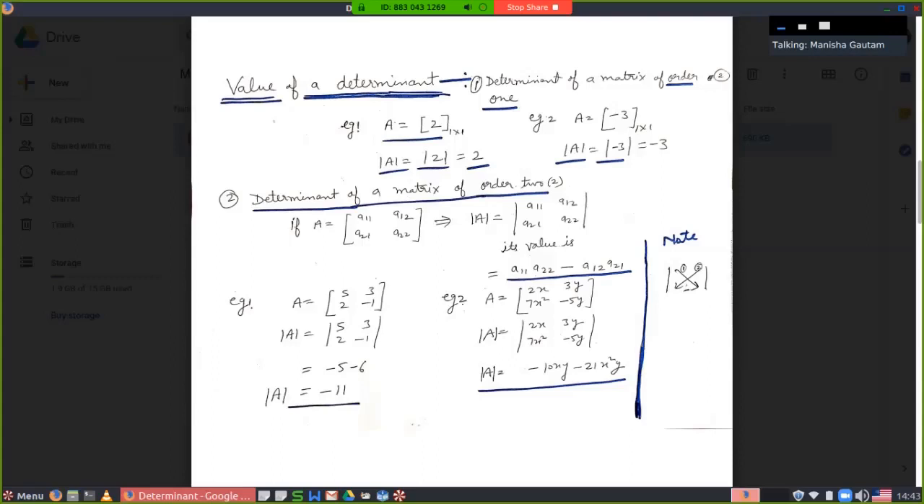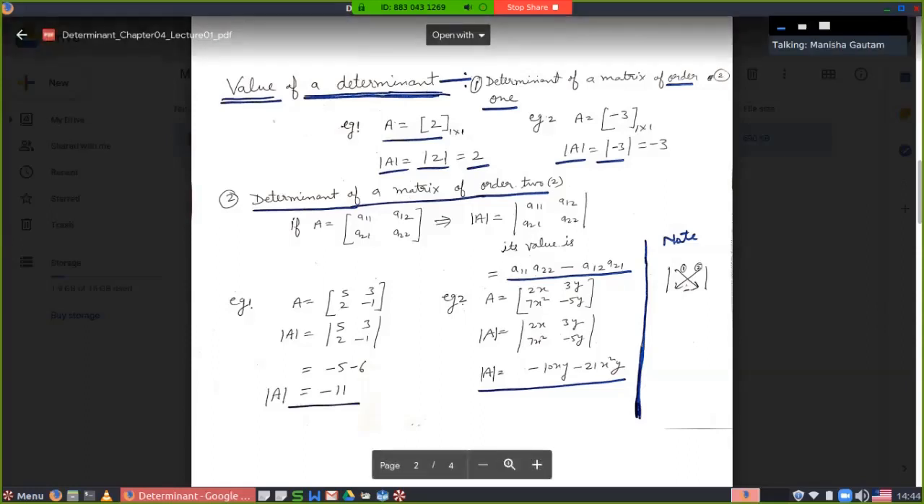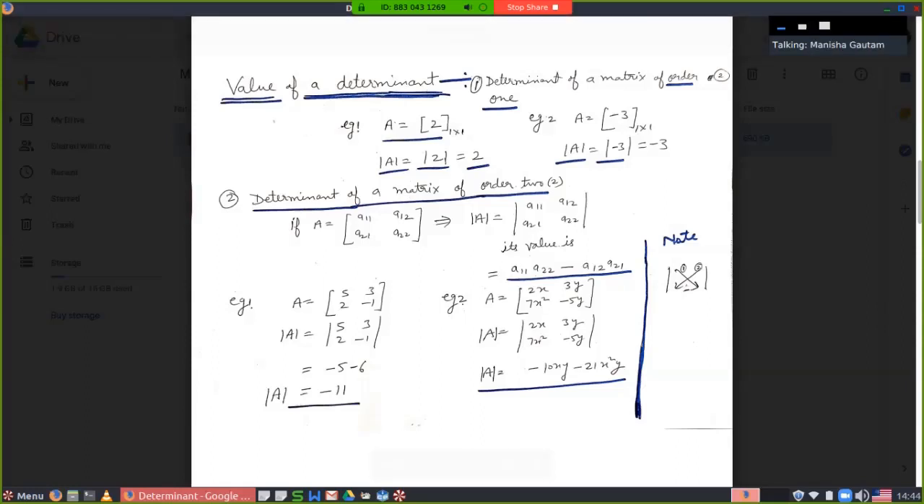First you have to multiply these two elements, put a minus sign, and then multiply the second arrow elements. For example, here you can take a matrix A having elements 5, 3, 2, minus 1. It is written in the form of a determinant between the parallel lines.